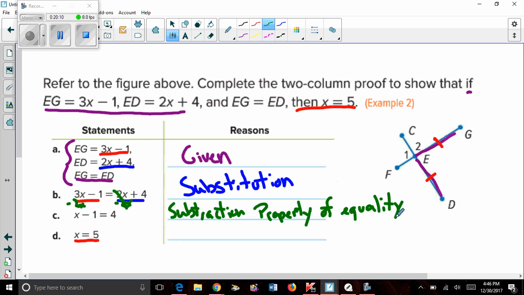I know that's a lot to write. Your teacher, whether it's me or anyone else, may give you a way of shortening that just so we all are clear and we understand each other. From statement C to statement D, to get x by itself, instead of having x minus 1, they added 1 to each side. So again, our addition property of equality.